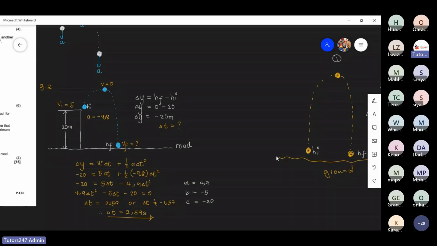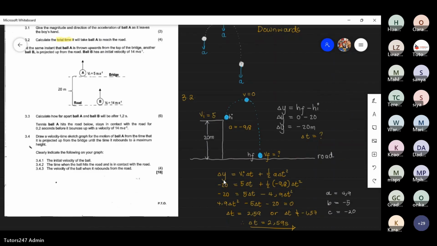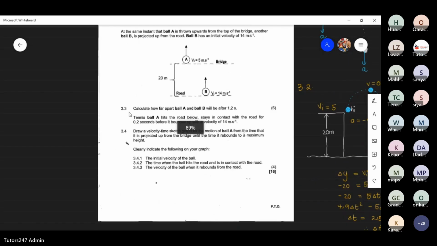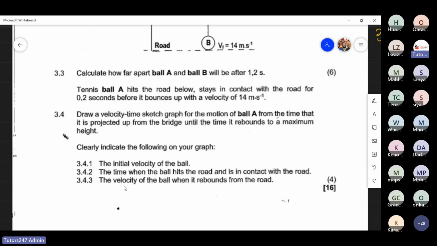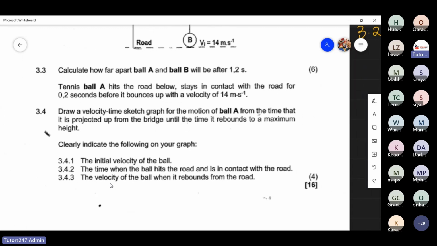Okay, so that was question 3.2 that we completed. Now, question 3.3, let's have a look at that. The student that asked the question previously, you still have your hand up. Do you have another question relating to that? Okay, that's fine. So let us continue. We now have question 3.3. Calculate how far apart ball A and ball B will be after 1.2 seconds.